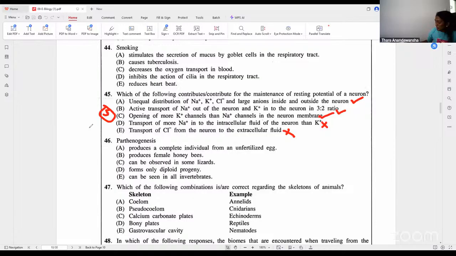46. One, parthenogenesis. You know, parthenogenesis and parthenocarpy are there. Parthenocarpy, seedless fruits. Here seeds are produced without fertilization.